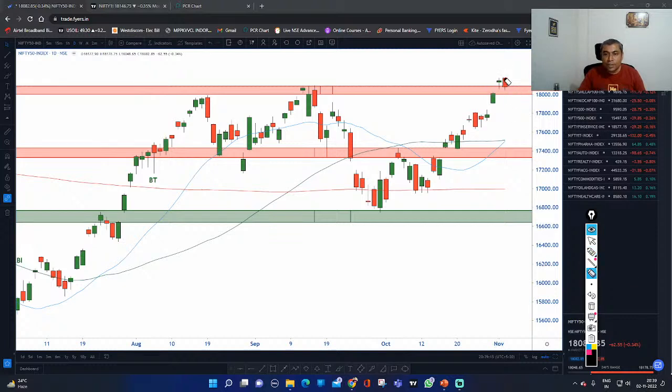Okay, so this is the bar that I'm talking about. It opened here and it closed here, and if you can see, it took out the high of this bar here, right? So that was the signal that prices are going to move down.